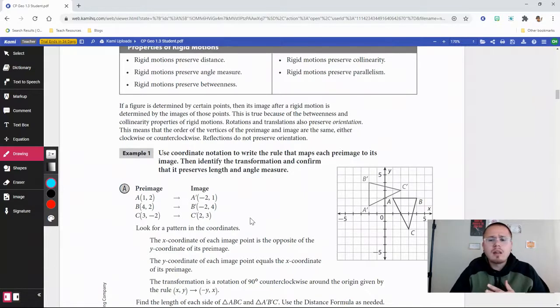So the betweenness and collinearity properties, it also preserves orientation. So the order of the vertices is the same. Reflections don't preserve that, though.